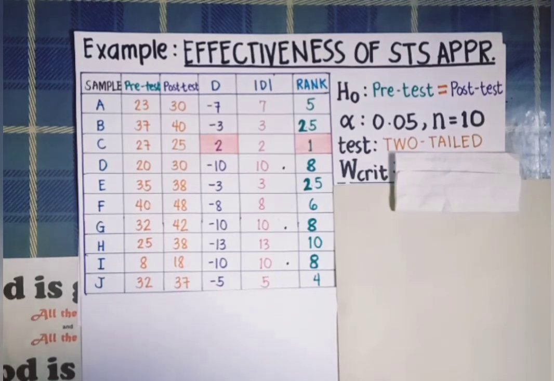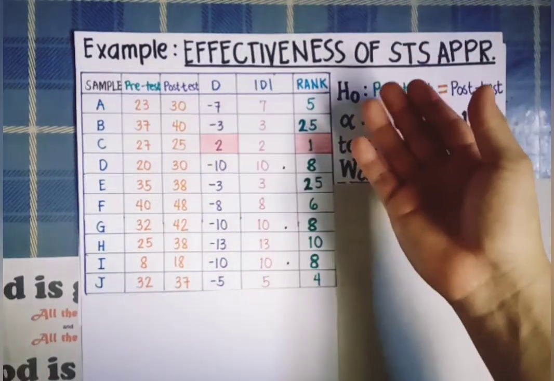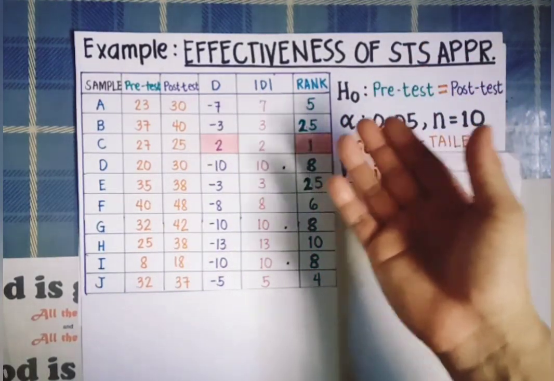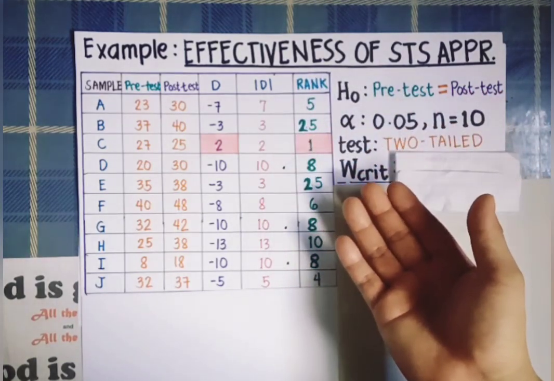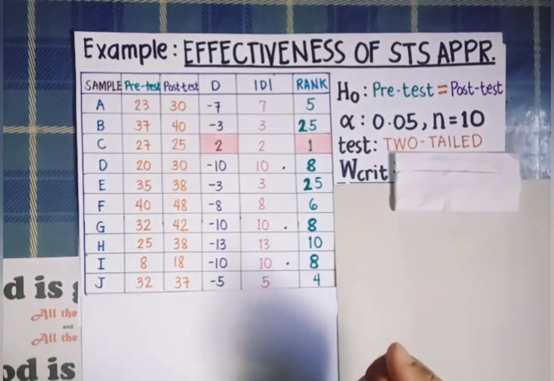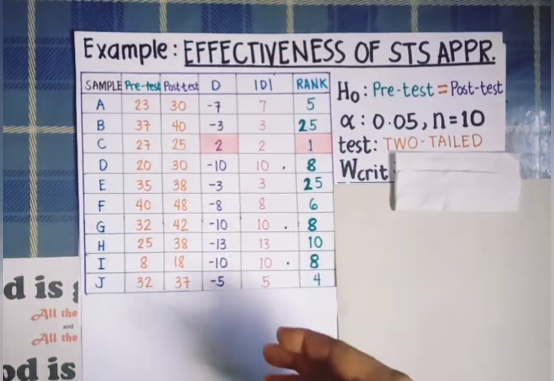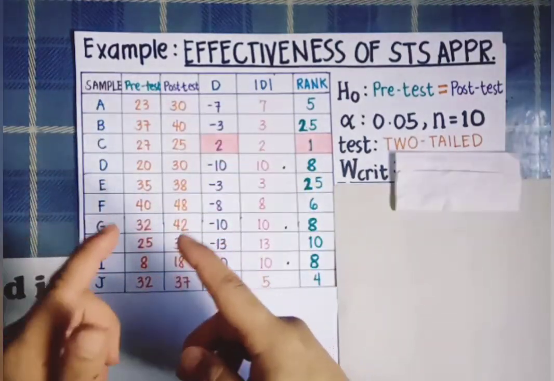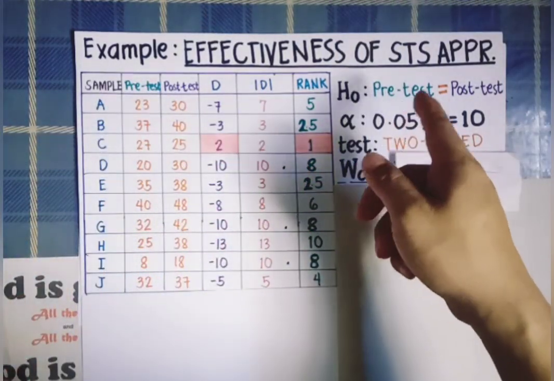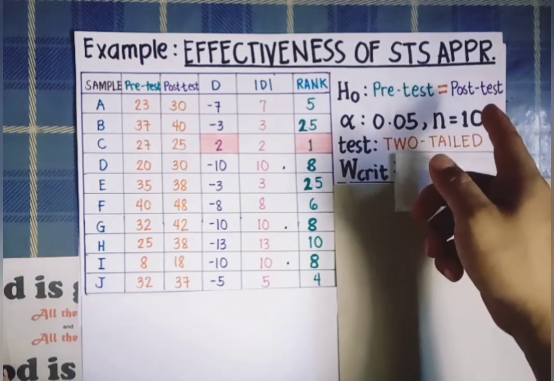For the next one, let's determine the null hypothesis, the alpha level or level of significance, the sample size, the type of test, and the critical value for the Wilcoxon. Now, for the null hypothesis, our null hypothesis here is there is no significant difference between the pretest scores and post-test scores, or the pretest scores is just equal to the post-test scores.